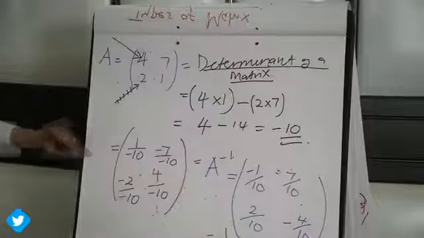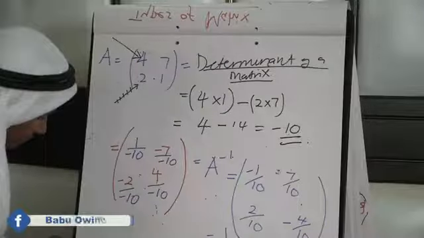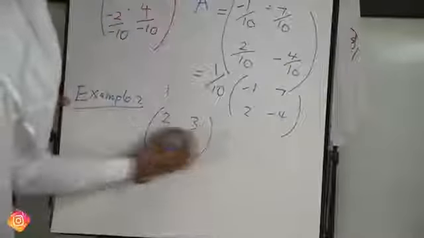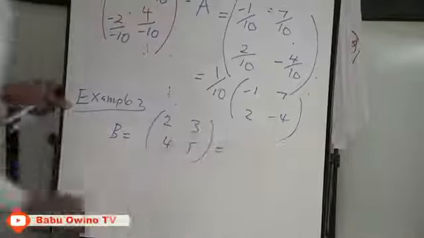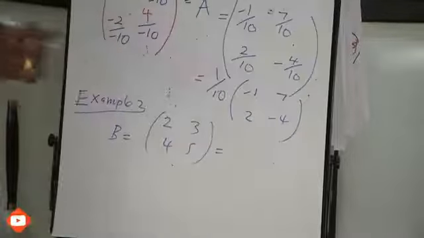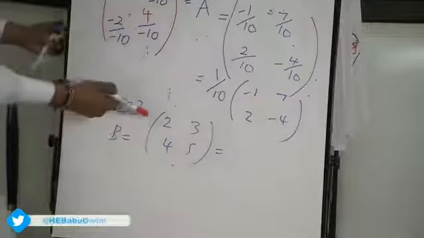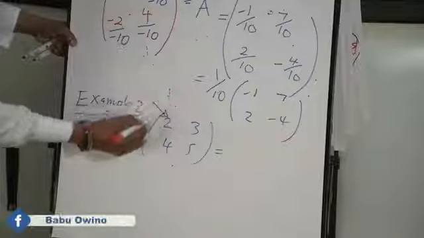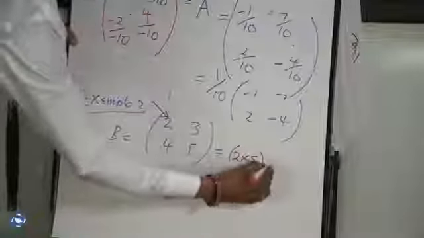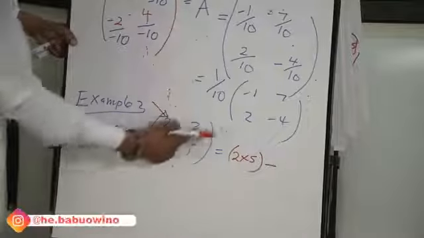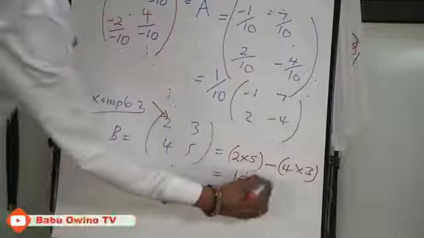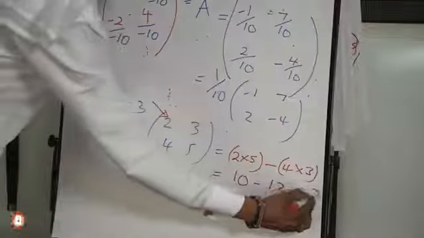Another example. Example 2. Suppose we have 2, 3, 4, 5. If this is our B, what is the inverse of B? Number 1, get the determinant. And when you get the determinant, I told you, you get the product of the leading diagonal. This is the leading diagonal, which is 2 times 5, minus the other diagonal, which is 4 times 3. So what do we get? 10 minus 12. You get minus 2.